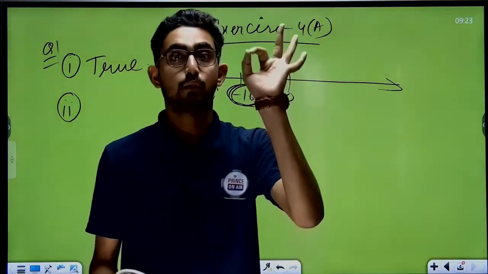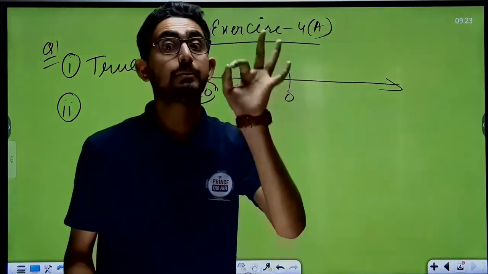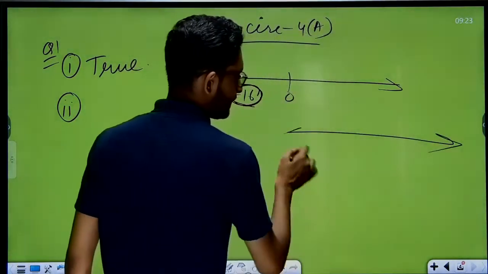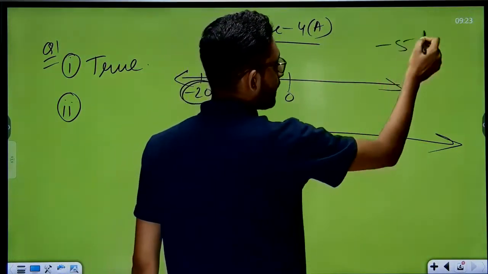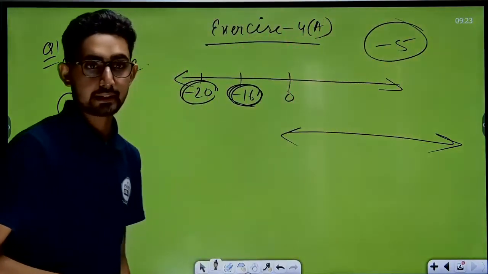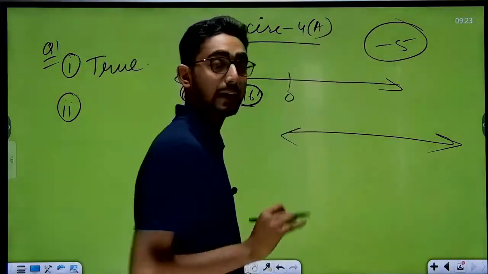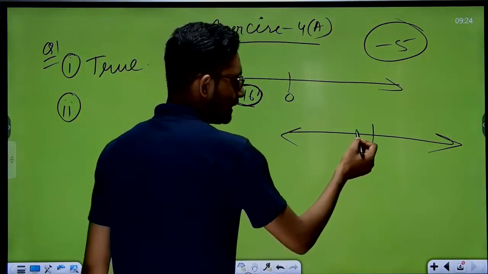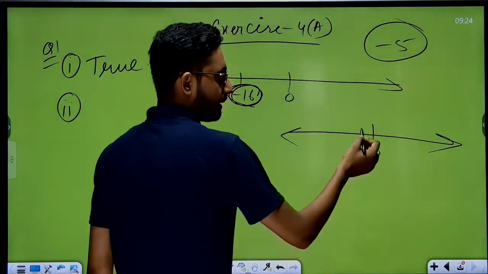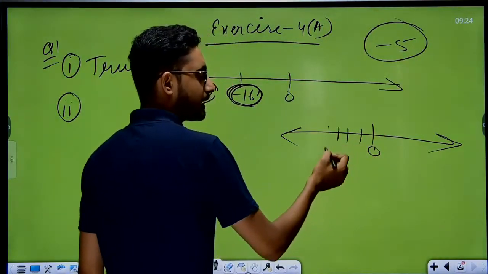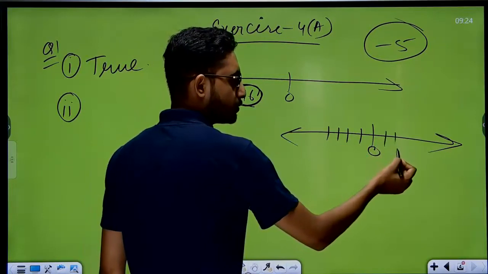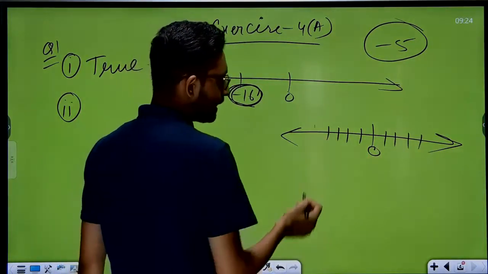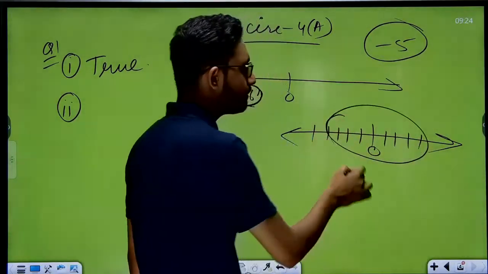Minus 5 is an integer between minus 4 and 4. Okay, suppose this is another number line and minus 5 is there. Correct? Now minus 5 is the number that is in between minus 4 and 4, how is it possible? Suppose this is 0, minus 1, minus 2, minus 3, minus 4, and this is 1, 2, 3, 4. It is not coming, minus 5 is here.